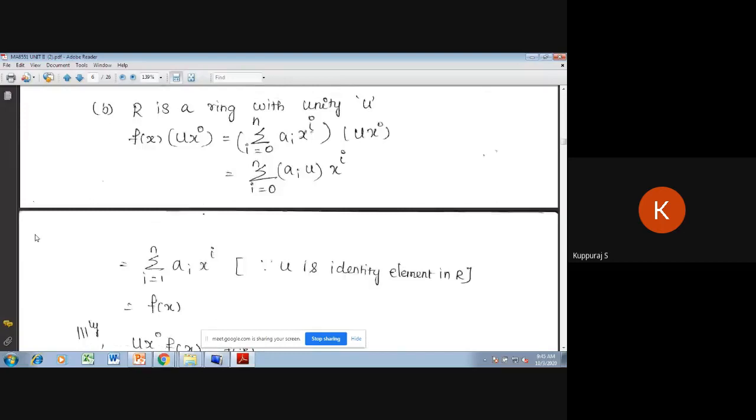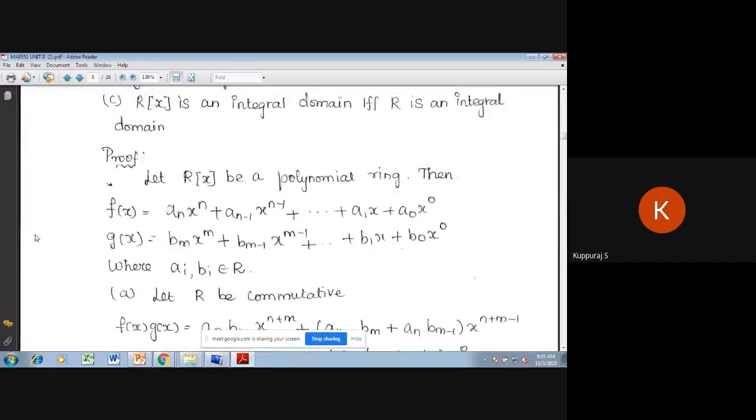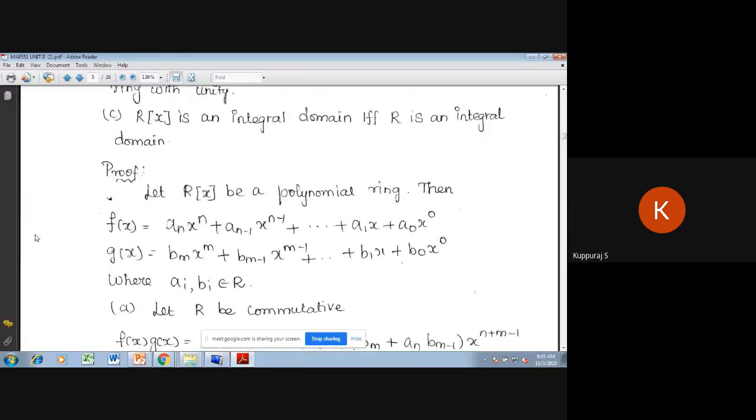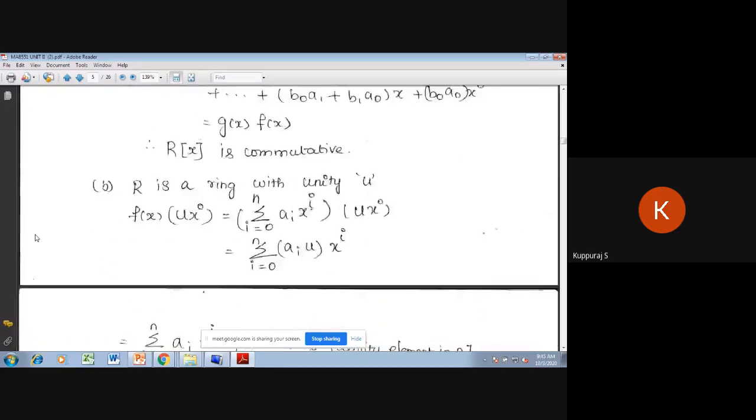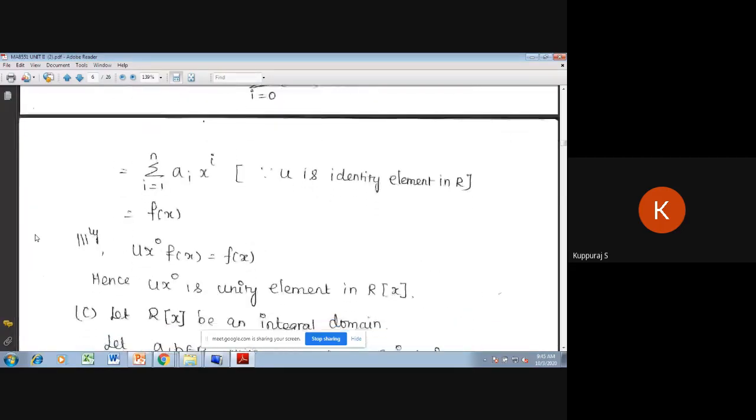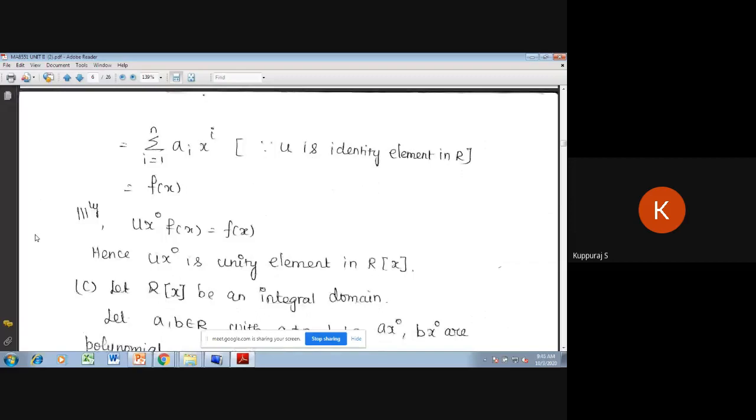Then the third one: capital R of X is an integral domain if and only if capital R is an integral domain. So assume capital R of X is an integral domain. You know the definition of integral domain: an integral domain means there are no zero divisors.